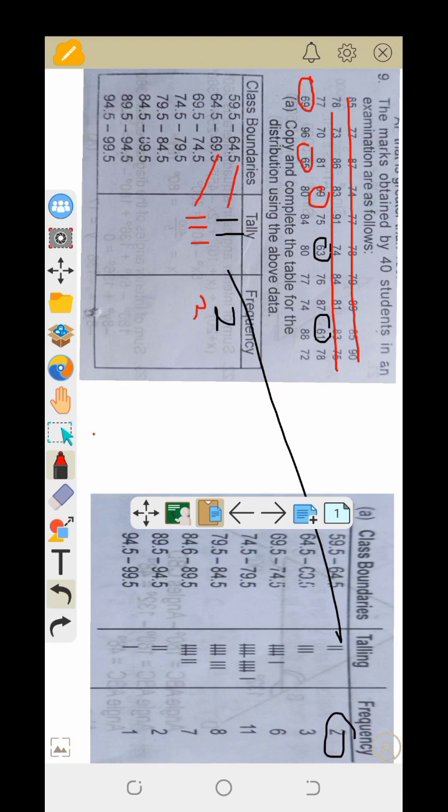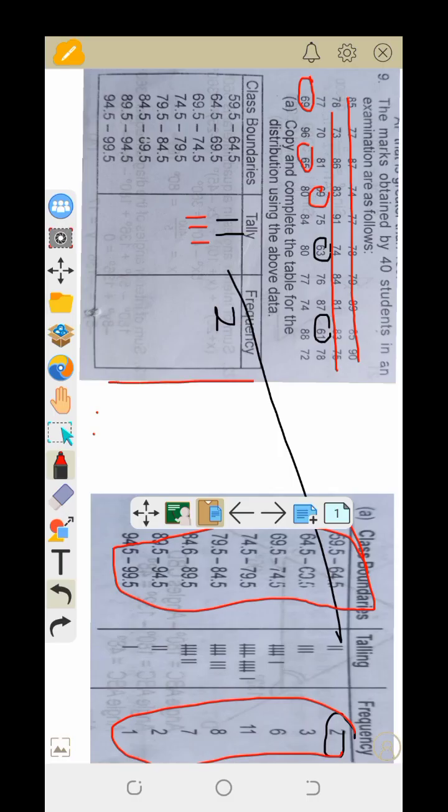Then for the second class, we have three numbers. These are the three numbers. Then the tally will be 3 strokes, and we write the frequency as 3. Then you should be able to obtain the frequency for the others. After that, we'll move on to draw our histogram.